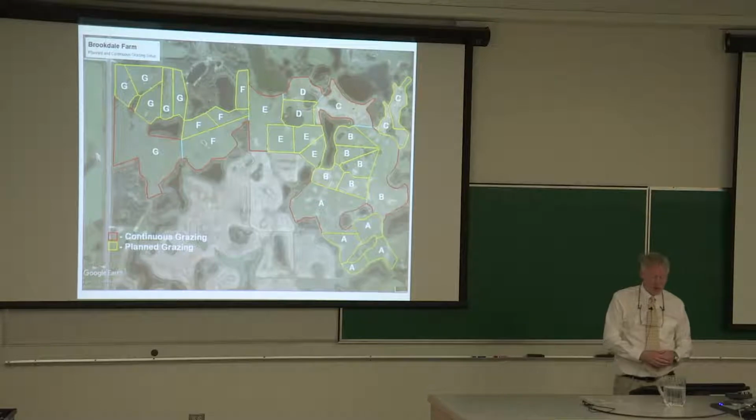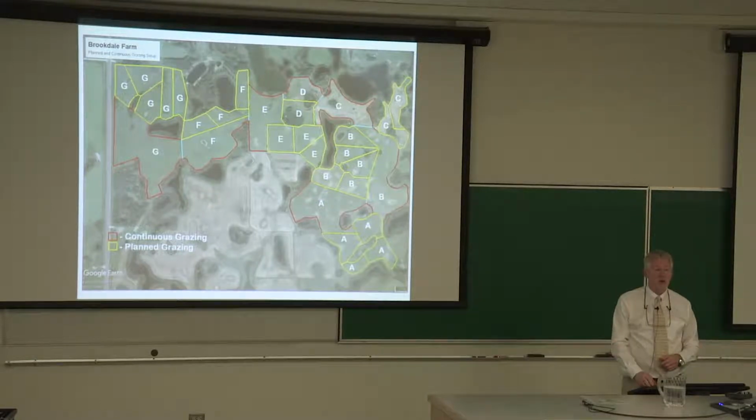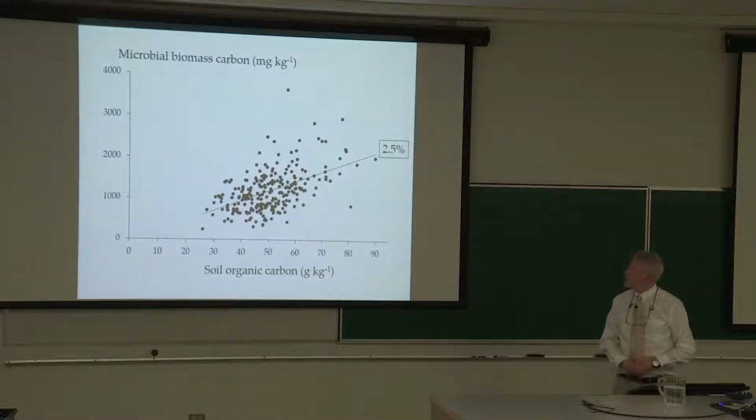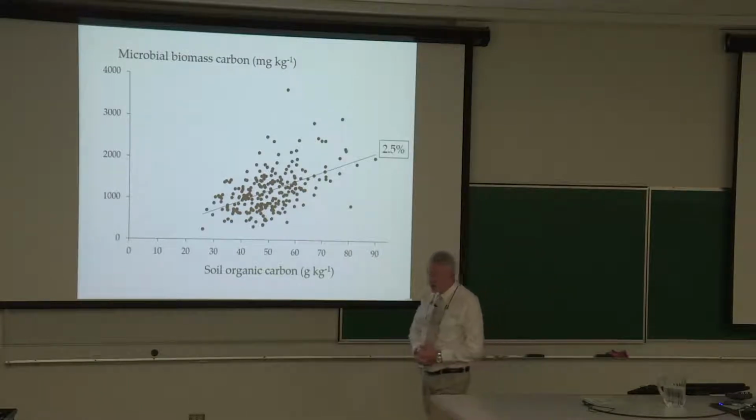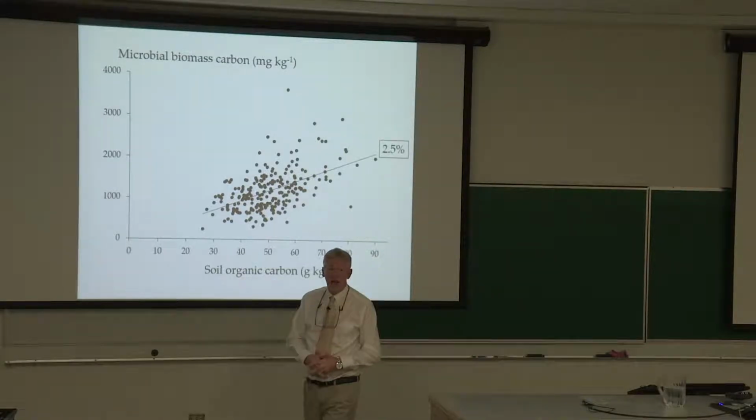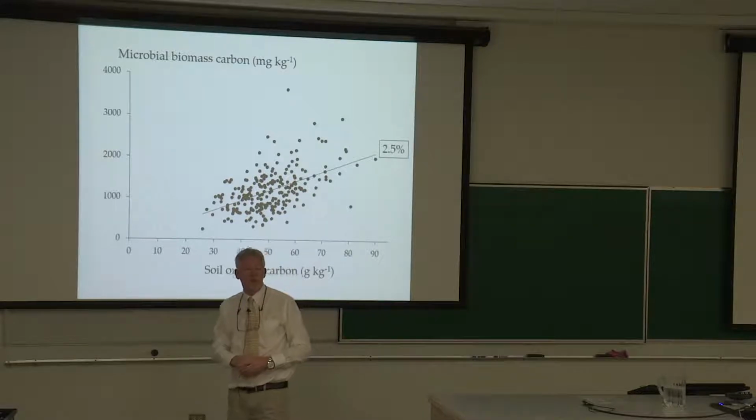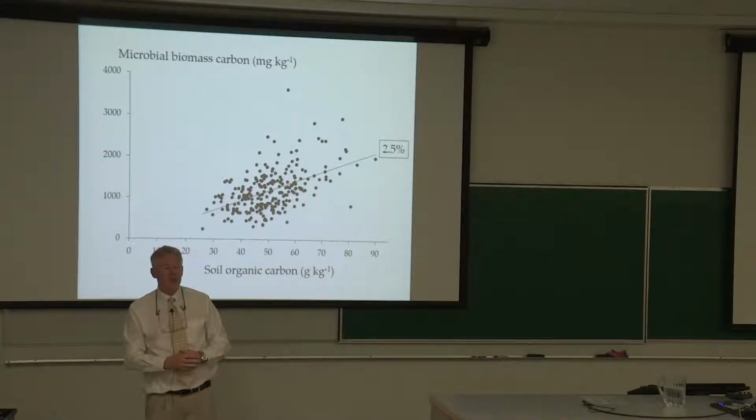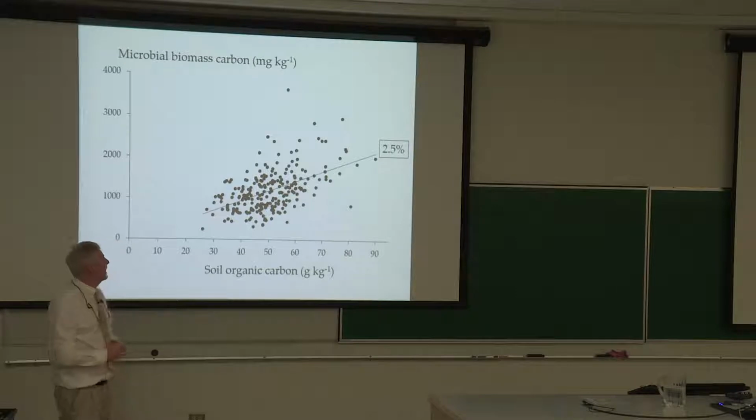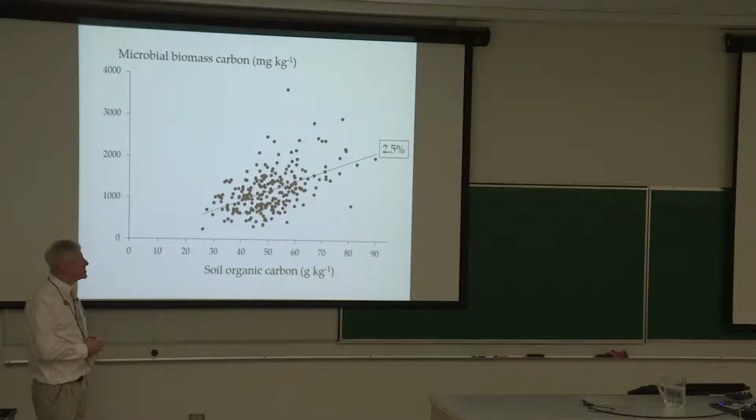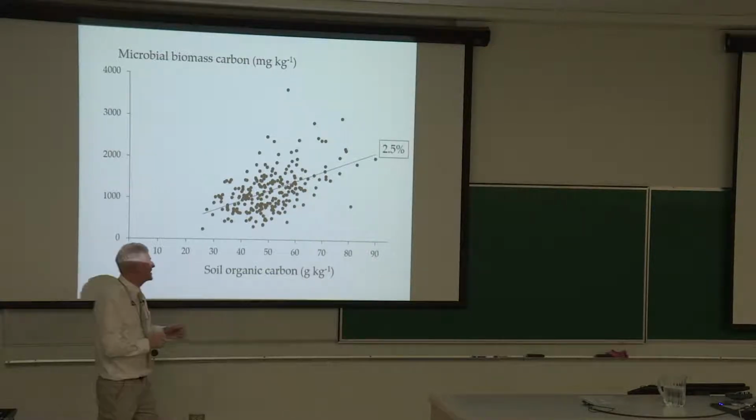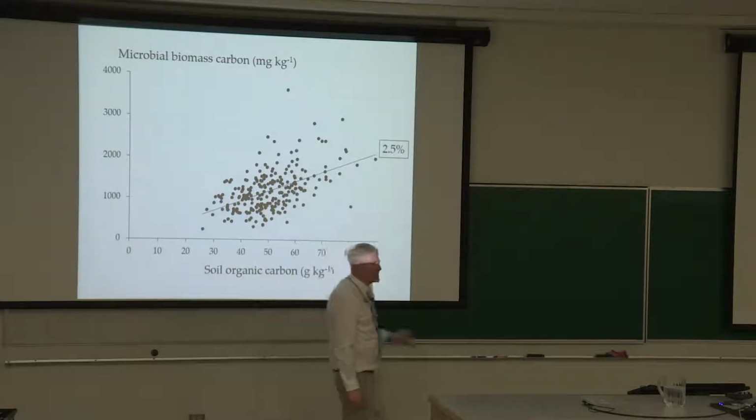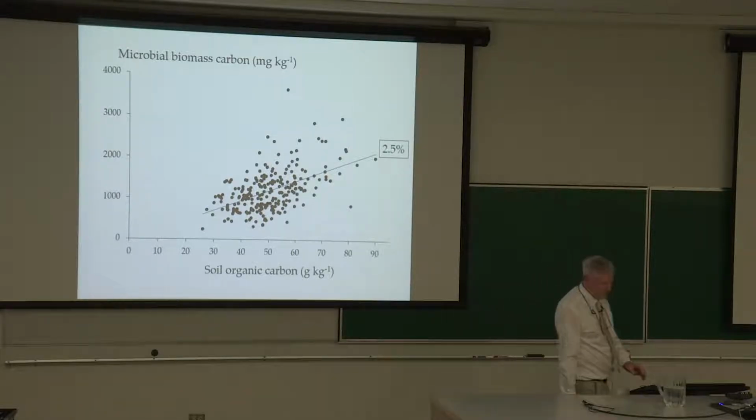So we can look at the soil properties in this experiment and see what we get. Here's our microbial biomass carbon against soil organic carbon: 240 points across the experiment in 2016, each soil core kept separate, each core taken at random coordinates. So they're a bit scattered, but we've got a good relationship. I was really happy to see that the grassland was behaving like a grassland. That was good. 2.5% is the slope of the line, so I'm happy about that.